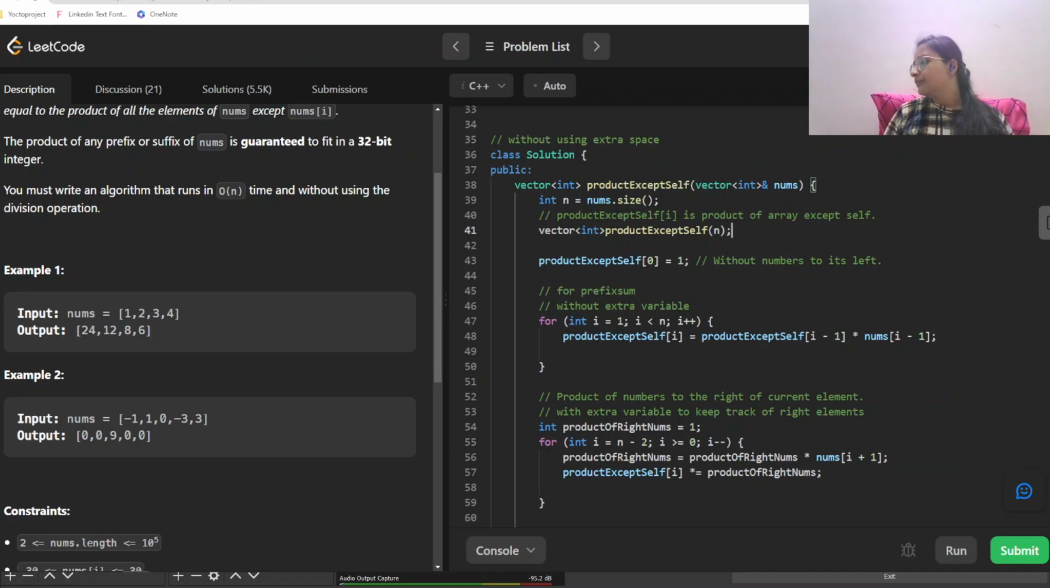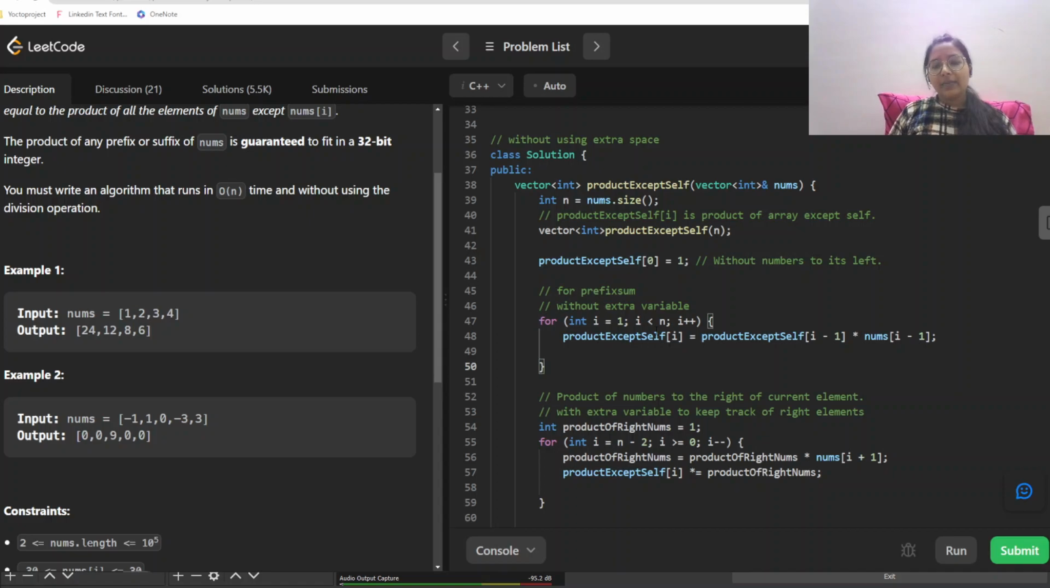Now here, product except self 0 is equal to 1. We are doing that because there is no number towards the left, so we just mark it as 1. That way we can directly multiply, because we already know that 1 is the identity in multiplication. Now let us start for the left element.